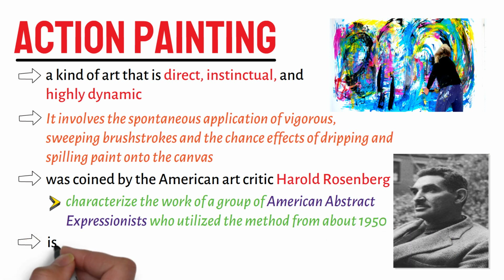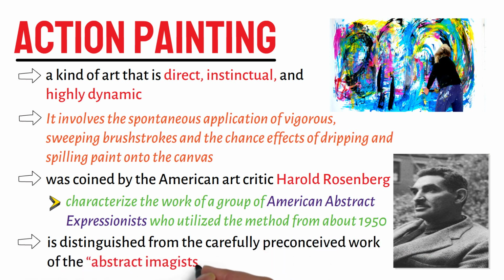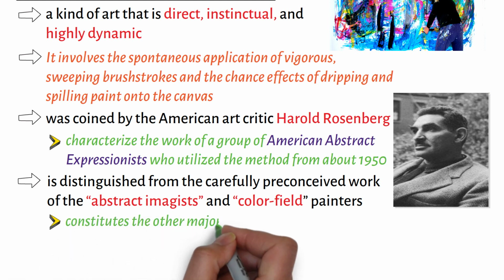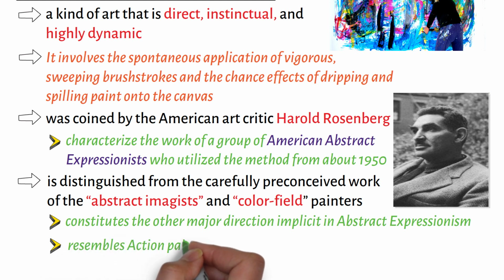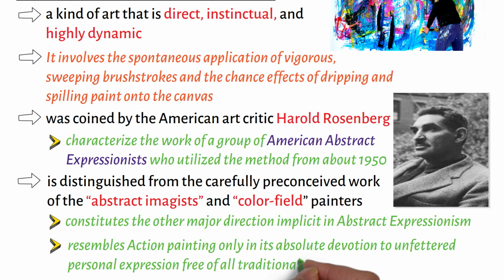Action painting is distinguished from the carefully preconceived work of the abstract imagists and color field painters, which constitutes the other major direction implicit in abstract expressionism, and resembles action painting only in its absolute devotion to unfettered personal expression free of all traditional aesthetic and social values.